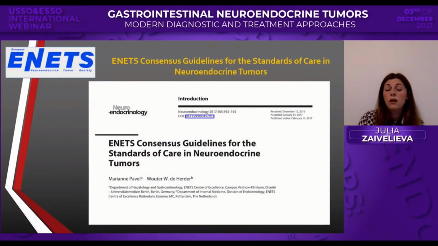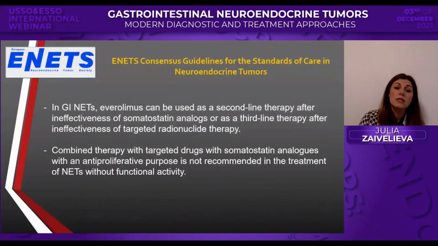Based on the data of these studies, the European Neuroendocrine Tumor Society approves the indication for treatment in their consensus guidelines for the standards of care in neuroendocrine tumors. In gastrointestinal NETs, everolimus can be used as a second-line therapy after ineffectiveness of somatostatin analogs, or as a third-line therapy after ineffectiveness of targeted radionuclide therapy. Combined therapy with targeted drugs and somatostatin analogs with an antiproliferative purpose is not recommended in the treatment of NETs without functional activity.